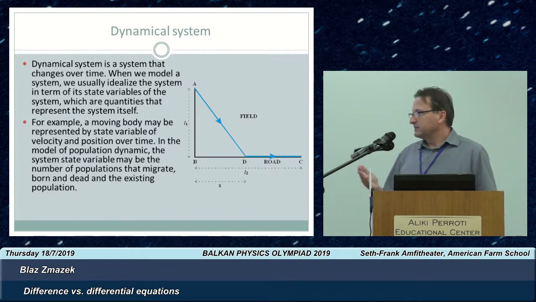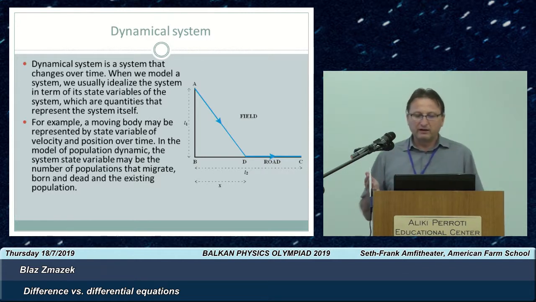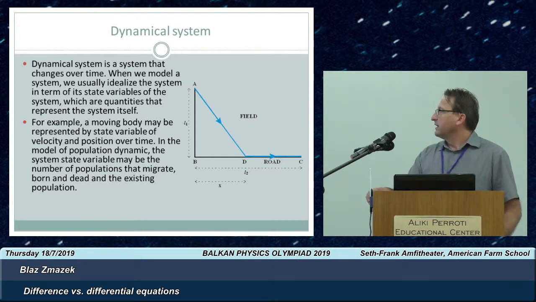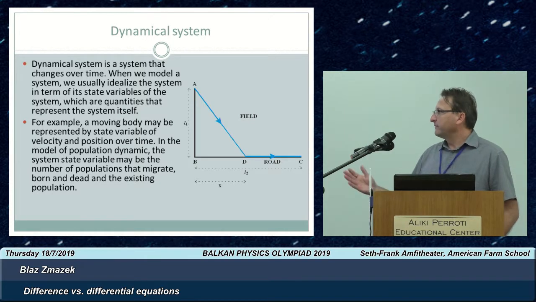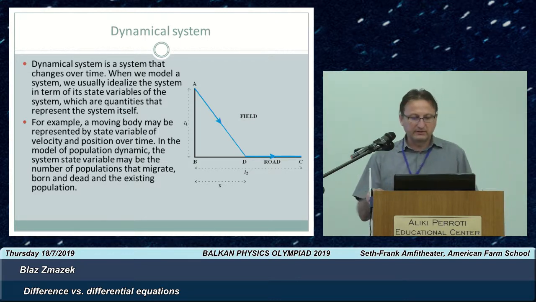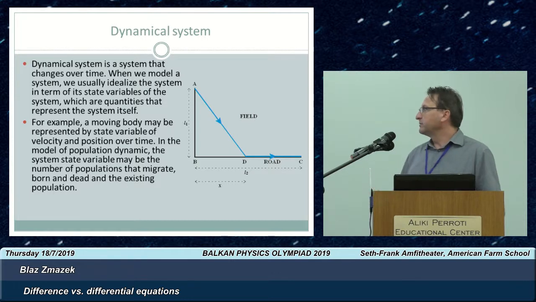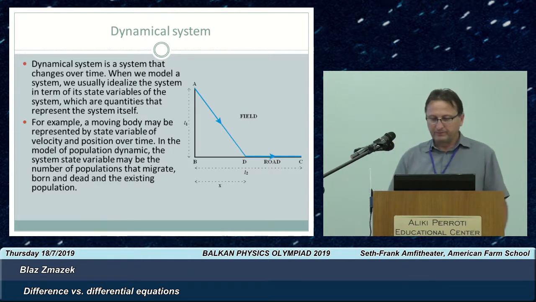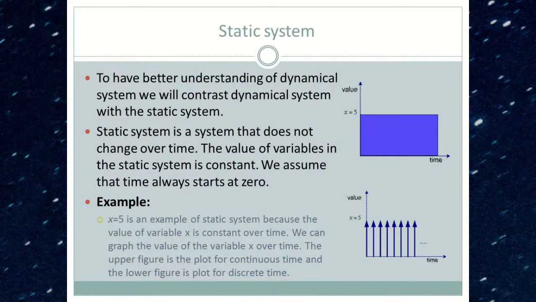A dynamical system is a system that changes over time. When we model a system, we usually idealize it in terms of its state variables, which are quantities that represent the system itself. For example, a moving body, which is the example from problem 3, may be represented by the state variables of velocity and position over time. On the other hand, we have models of population dynamics. We will see an example later. The system state variable may be the number of the population, or the migration, or births and deaths in the existing population. To have a better understanding of the dynamical system, we will contrast it with the static system.